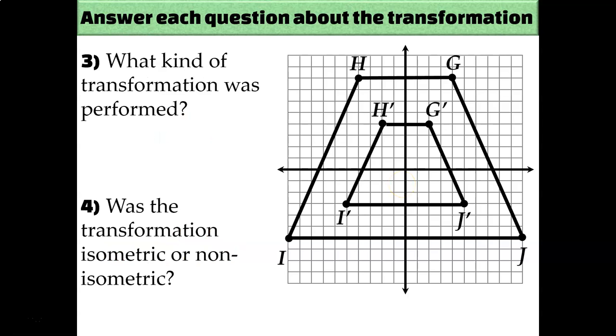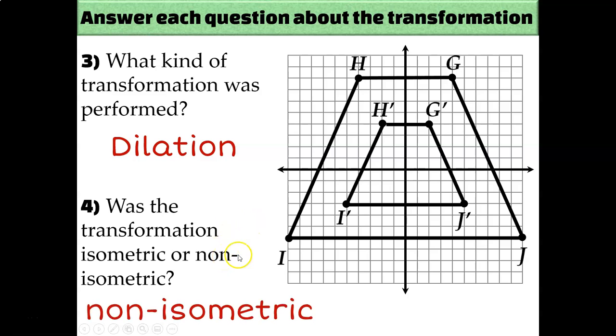But what kind of transformation was this? Well, it was a dilation, because trapezoid GHIJ became smaller to become trapezoid G prime, H prime, I prime, J prime. We actually call that a reduction, which is what we'll learn in semester 2. For now, all I need you to know is that this is non-isometric, because the sizes of these two figures are obviously different. It's a non-isometric transformation.